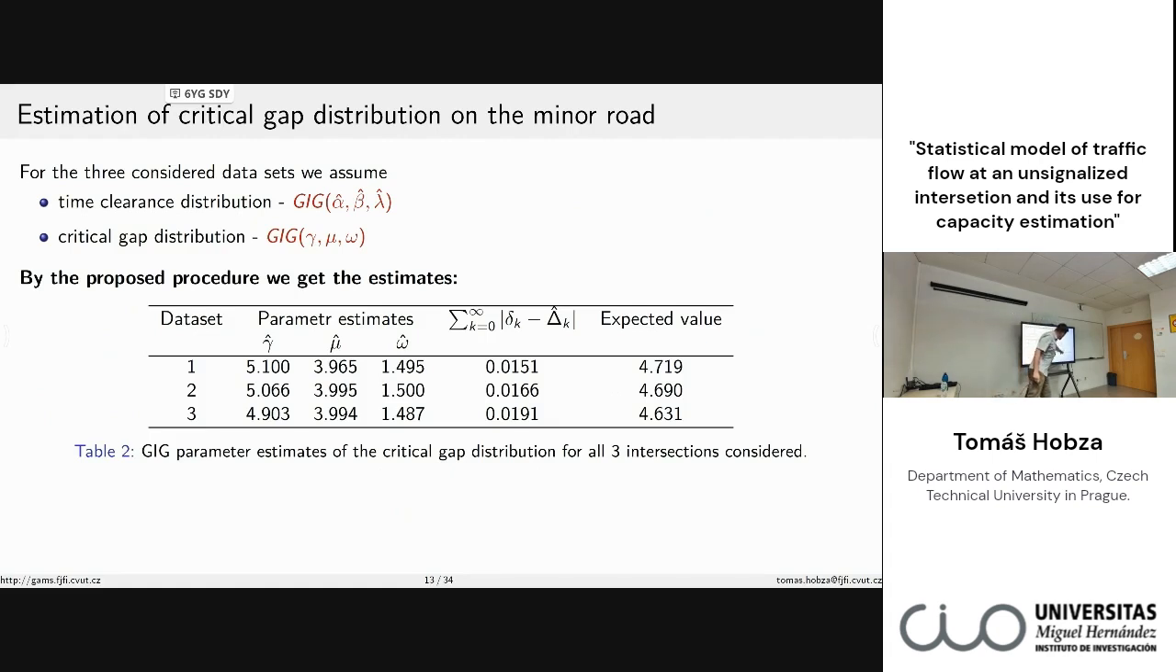What is interesting is this expected value, because at the end you will see that the nowadays methodology uses one concrete value as the critical gap. So we can compare the value calculated from the data with the one calculated by the methodology. It will be about 4.3 seconds from the methodology, and we have something a little bit bigger than the methodology says. So in this sense, we are able to estimate the parameters of the distribution of the size. So now we have a complete model of the data.